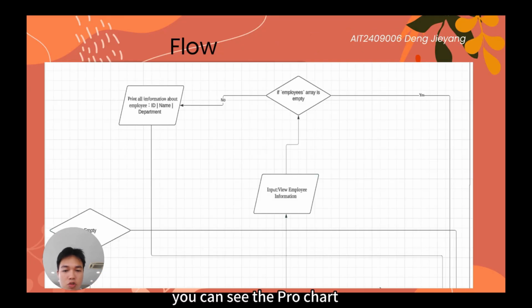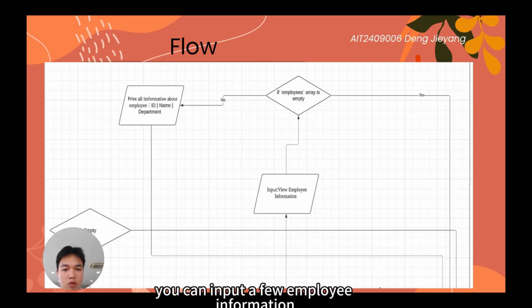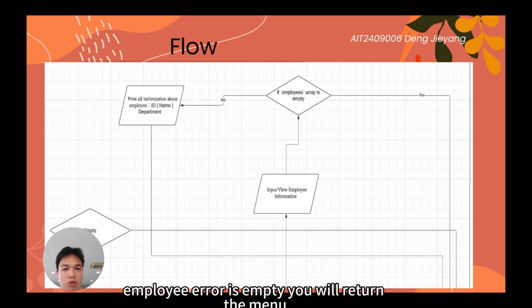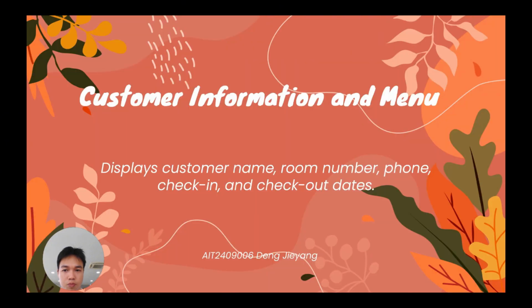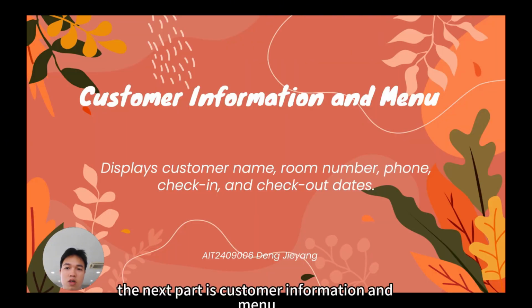You can see the flow chart. You can input a few employee information. If the employee array is empty, it will return to the menu. If the employee array is not empty, it will print all information about the employee. The next part is the customer information and the menu.